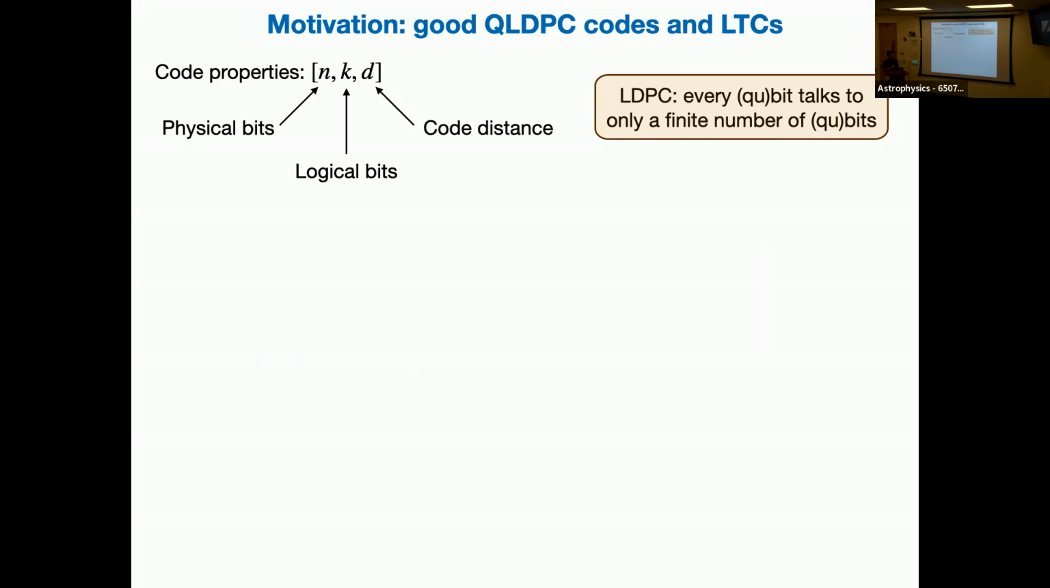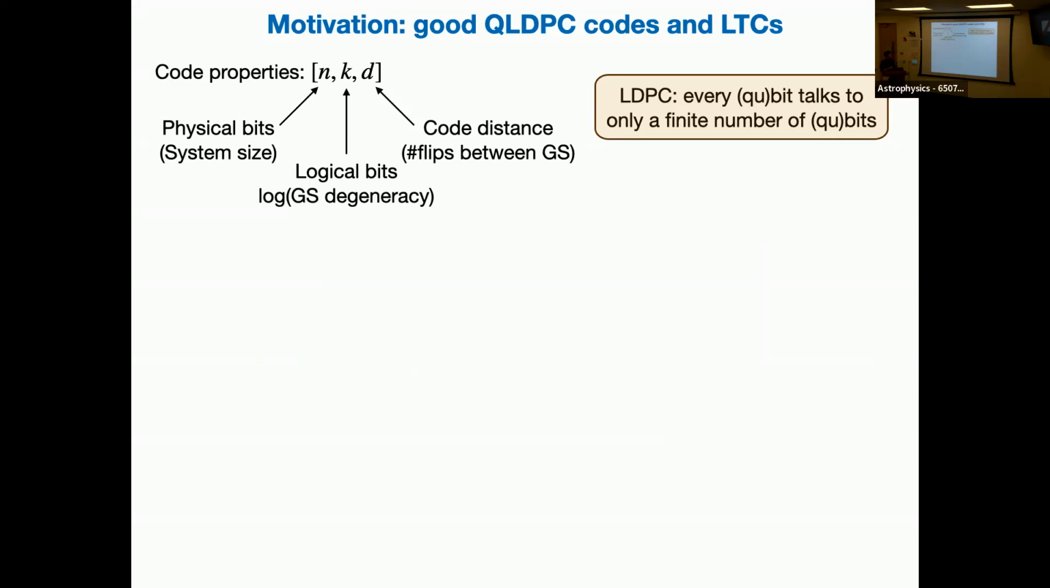And in these LDPC codes, we have this constraint that we want every bit or qubit to be connected to a finite number of bits or qubits. And as Ani said, that's useful for limiting error spread. But from a physics perspective, it's also a very reasonable constraint. It means there is some notion of locality that's built into our system. And in physics, usually we want things to be local.